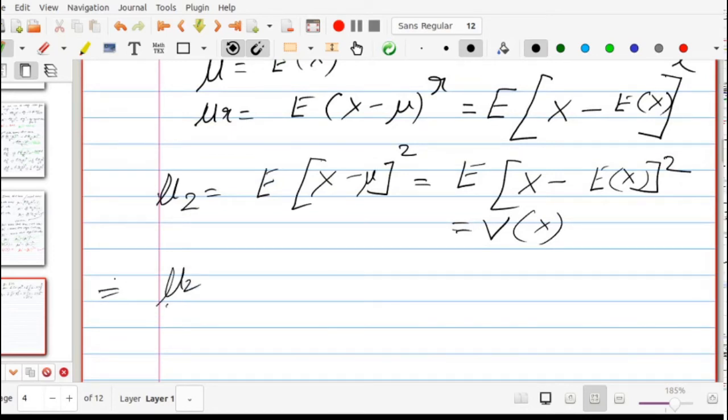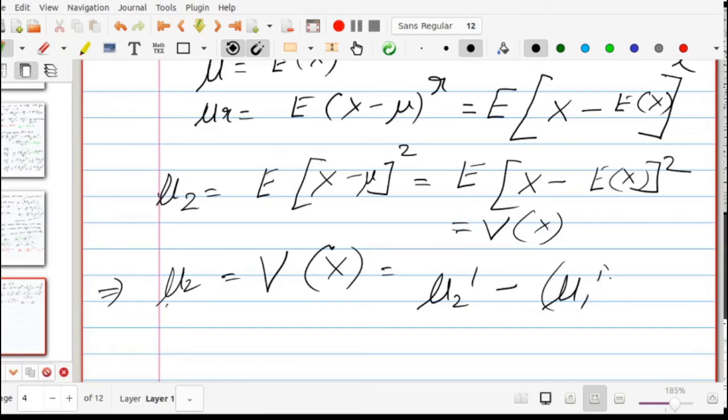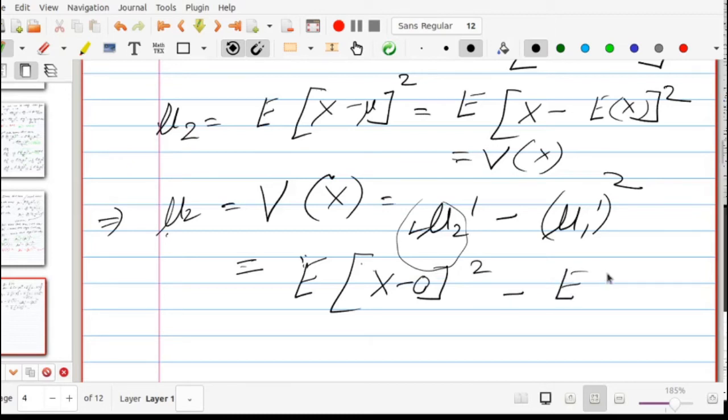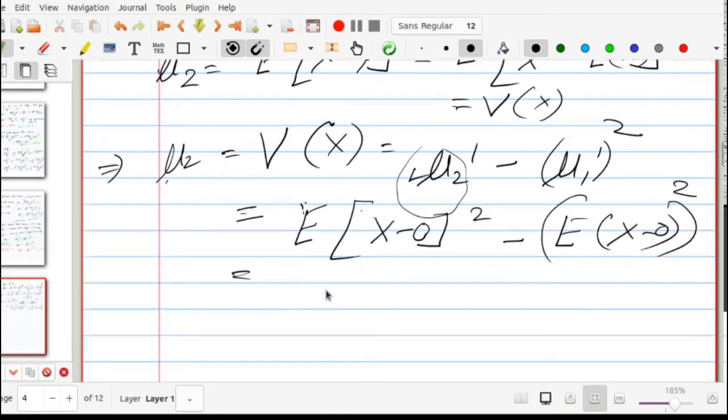So mu2 is equal to the variance of x, which is equal to mu2 dash minus mu1 dash square. This is what we discussed in the previous slide. What is the second order moment about the origin? It will be the expectation of the second order minus 0 square, minus, and inside is the first order value, that's minus 0 the whole square. We're just substituting the values. These are plain mathematics.